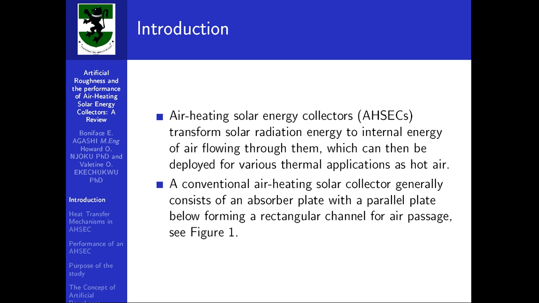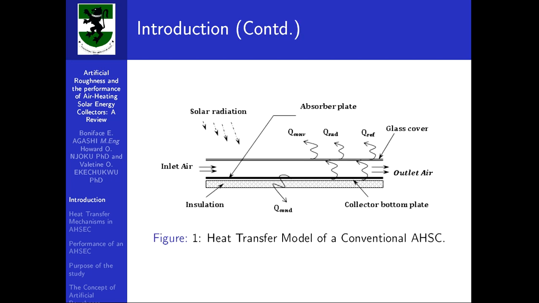Introduction. Air heating solar energy collectors transform solar radiation energy to internal energy of air flowing through them, which can then be deployed for various thermal applications as hot air. A conventional air heating solar energy collector generally consists of an absorber plate with a parallel plate below, forming a rectangular channel for air passage, as shown in Figure 1.